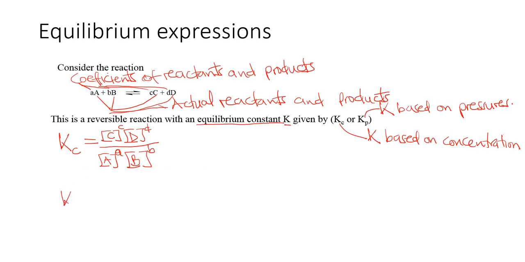Now if you talk about Kp, that is the equilibrium constant for this reaction. In that case, we use pressures instead of concentrations. So we say the pressure of the products.